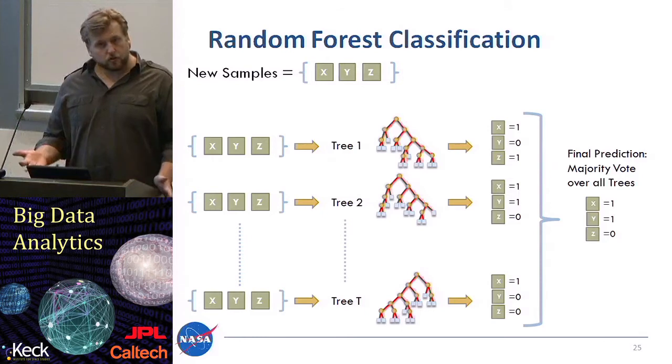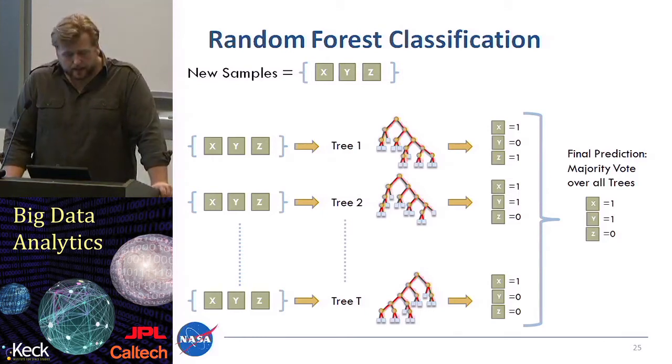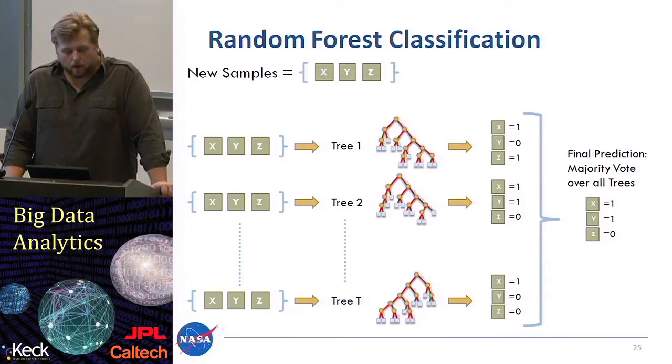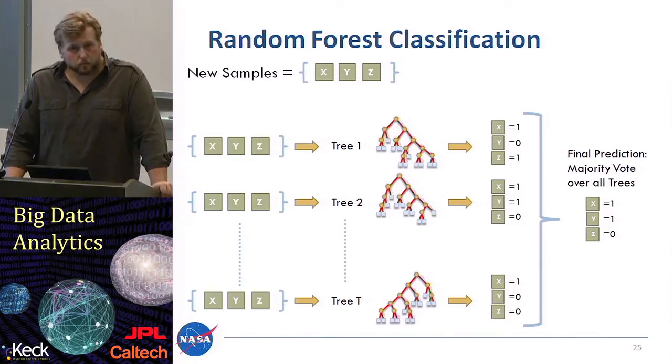So if you now get a new sample, X, you would throw this sample down every tree. So you would do classification of the sample as explained before. And for example, the first tree would classify X as 1, the second tree would classify it, contrary to the first tree, as 0, and the third one again would classify it as 1. And then at the end of the day, you take a majority vote over all trees, and that gives you the final classification. So that's the classification scheme described by Breiman in 2001.